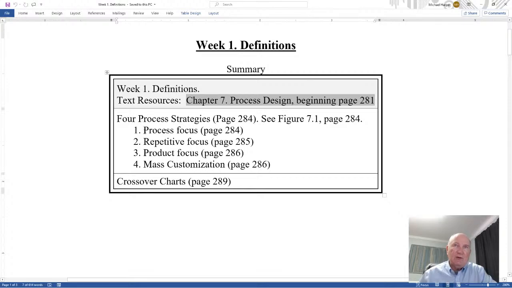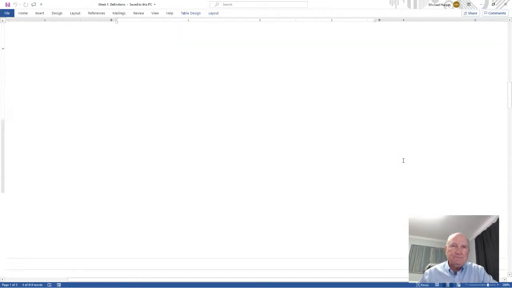We'll look at 4 different process strategies: the process focus, repetitive focus, product focus, and mass customization. These are not all of them, but it's a good introduction and a good starting point for this course. Then we'll look at crossover charts. Although we see them in this application, the same concept will be used in other applications. So let's get into it.